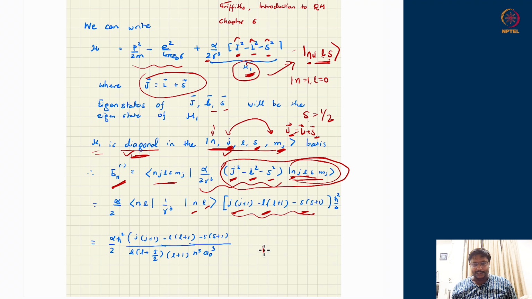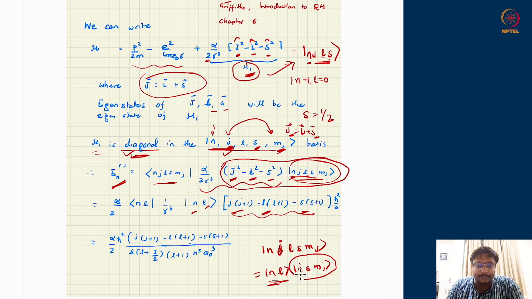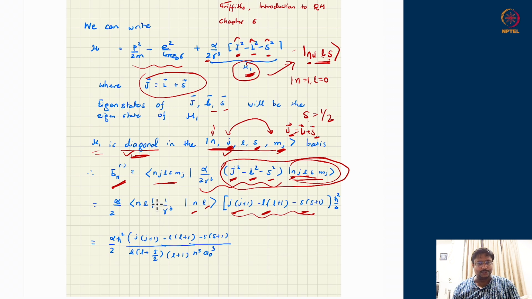So this N, J, L, S, M_J could be written as N, L times J, S, M_J as a direct product. And when I squeeze 1 over R cube across this state, the J, S, M_J part does not undergo any operation. They will just plainly get an inner product with respect to each other and give me 1, and 1 over R cube will come in between this. And this is a good exercise. If you have forgotten about the quantum mechanical computation in the hydrogen atom, you can go back and do this. You will get this as an answer. I'm not telling you how to get it, because in this course we are just talking about the essential feature.